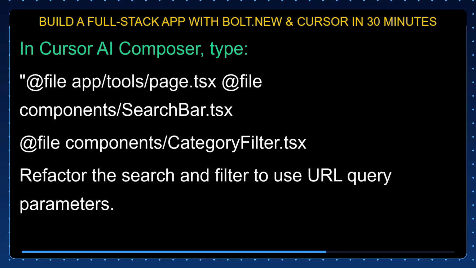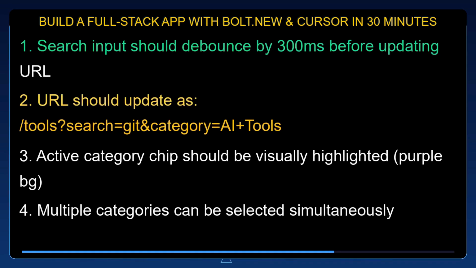In Cursor AI Composer, type @file app/tools/page.tsx @file components/searchbar.tsx @file components/categoryfilter.tsx. Refactor the search and filter to use URL query parameters. Requirements: 1. Search input should debounce by 300 milliseconds before updating URL. 2. URL should update as /tools?search=git&category=AI+tools.